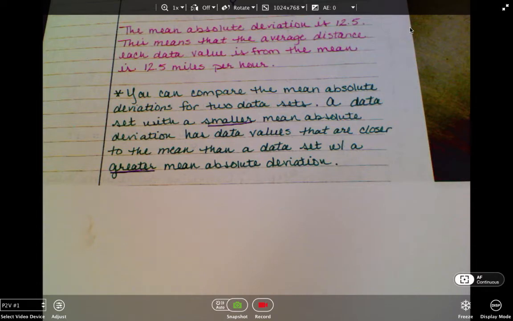It helps us to determine if the mean is useful. The further away the values are from the average, the less useful knowing the average is. When the mean absolute deviation is large, that means that the mean is not relevant. That's because there's an outlier.